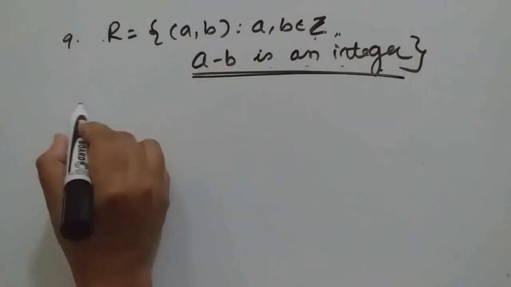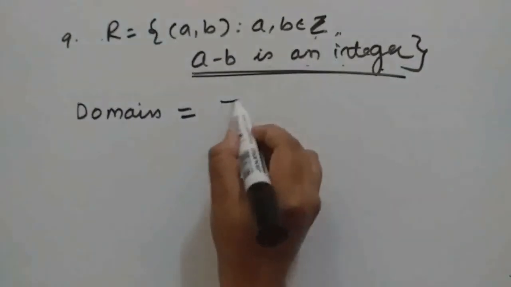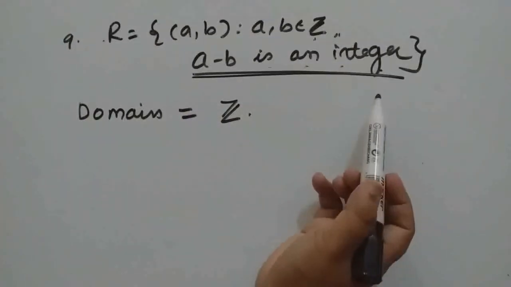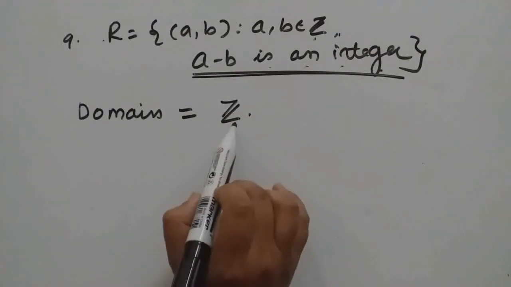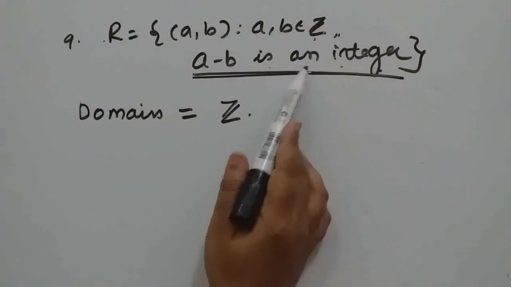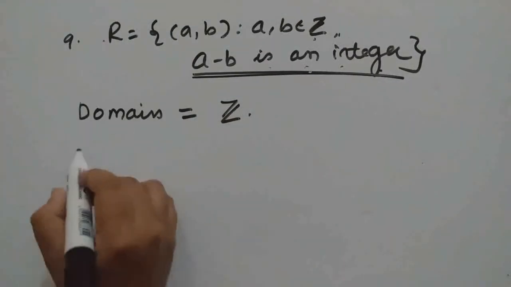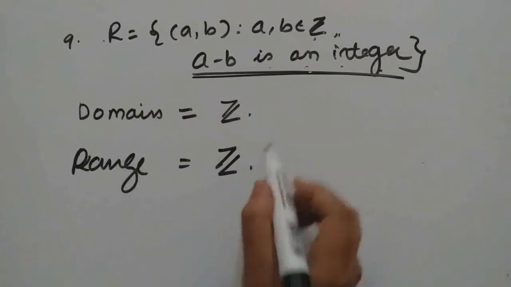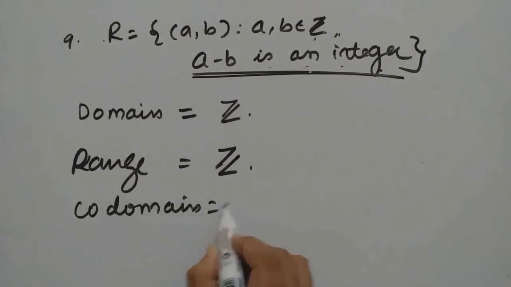So for this particular case, we can consider the domain will be all the elements of Z, because if we take the difference of each element of domain and codomain, it will be an integer only. So all the elements of the domain will come in Z, and the range also will be Z. Here the codomain also will be equal. In this particular example, both range and codomain are equal.